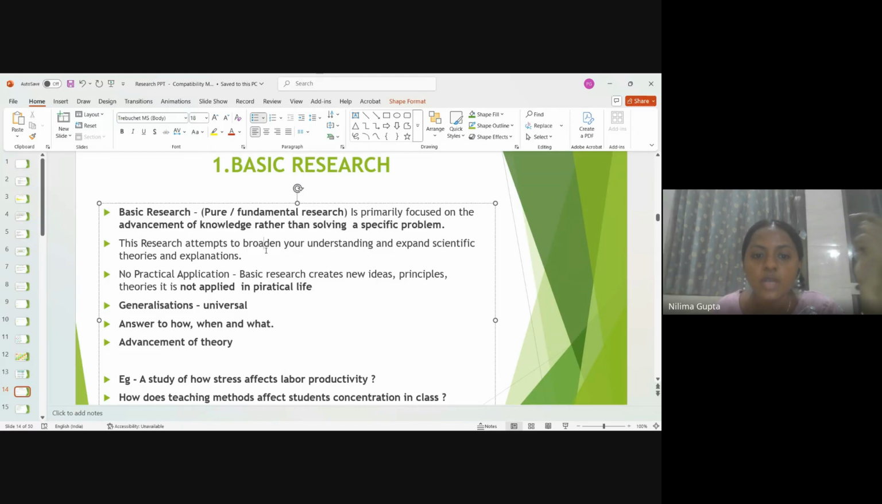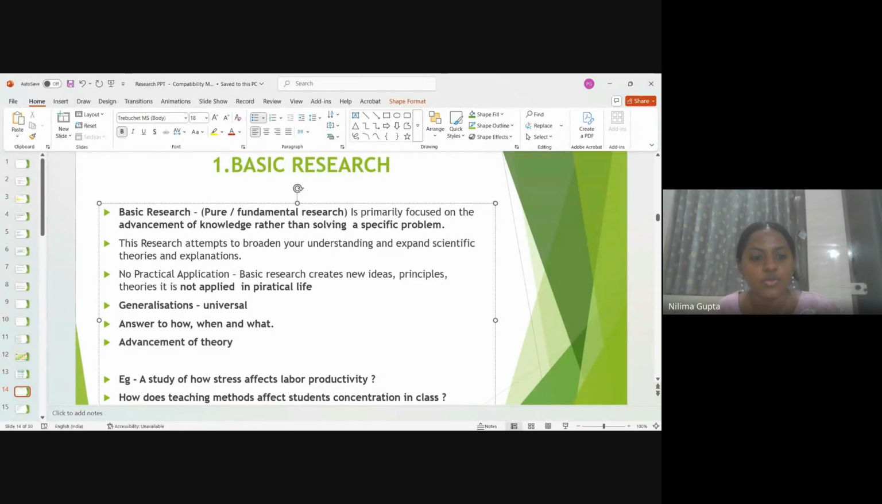The research attempts to broaden your understanding and expand the scientific theories. Once this research has been done, then you apply it to certain things, and then you call it something else that we will be discussing in the next slide. So there is no practical application of this kind of research. Basic research creates new ideas, principles, and theories, and they are not applied in practical life.